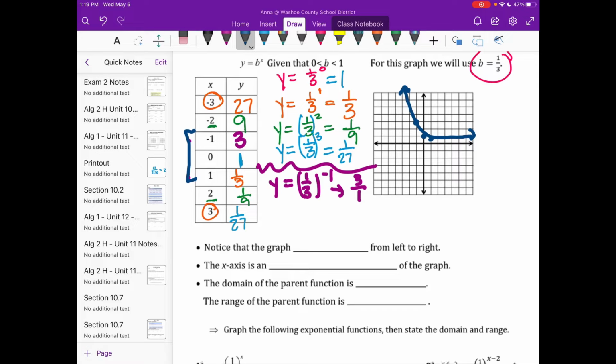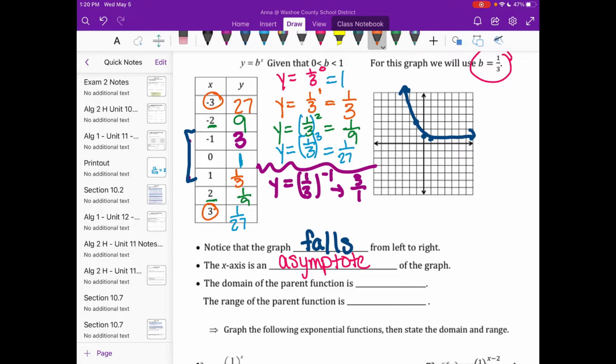So notice our graph from left to right, it should decrease, right? So it should fall. The graph falls. That's what we use for these guys, from left to right. The x-axis, yesterday the x-axis was an asymptote. Guess what? It is still an asymptote. I call it a boundary, but it is still an asymptote of the graph.